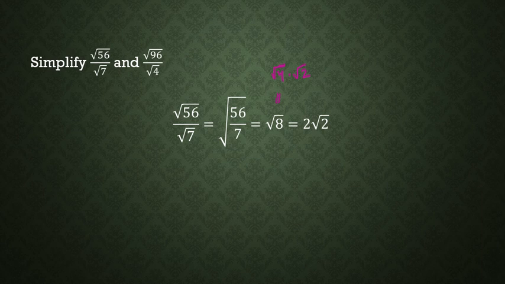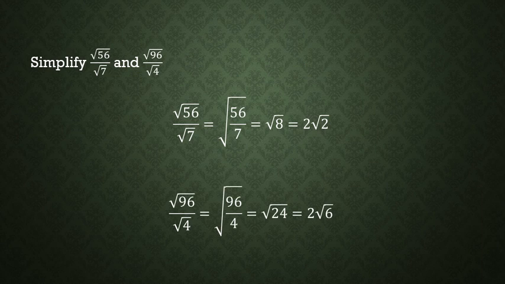Second one here, we're going to do the same kind of thing. The square root of 96 divided by the square root of 4 is equal to the square root of 96 over 4. And 96 over 4 is 24. Now, the square root of 24 is equal to the square root of 4 times the square root of 6. The square root of 4, once again, is 2. So that gives us 2 times the square root of 6.